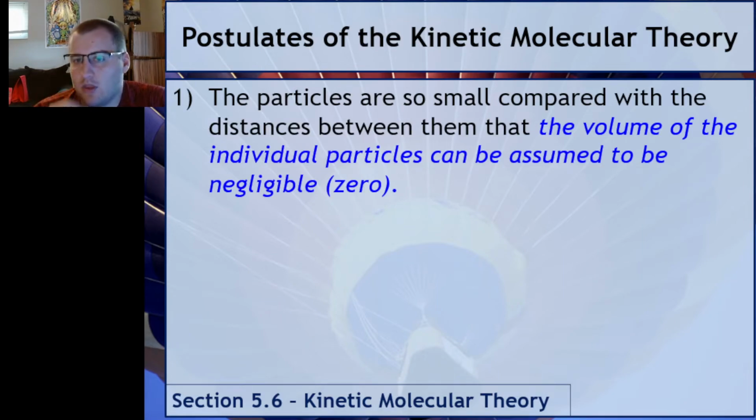Number 1, the particles are so small compared with the distances between them that the volume of individual particles can be assumed to be 0. Basically, it sounds like the ideal gas law. Kinetic molecular theory is just a theory about how gas molecules move. So our first assumption is that gas molecules are really, really tiny, which they are, and don't really bother each other.